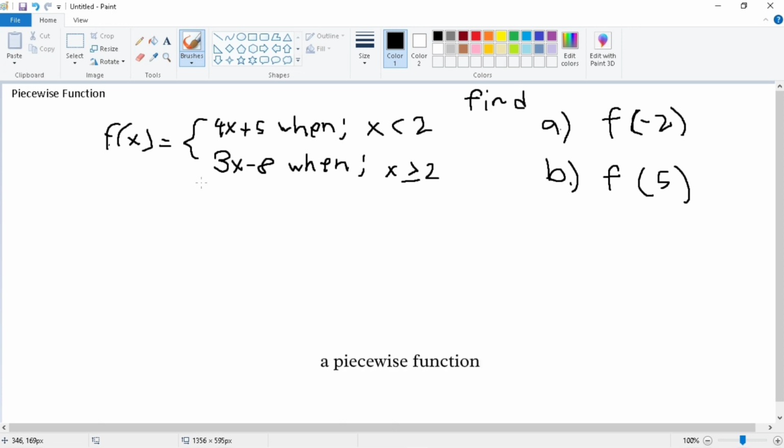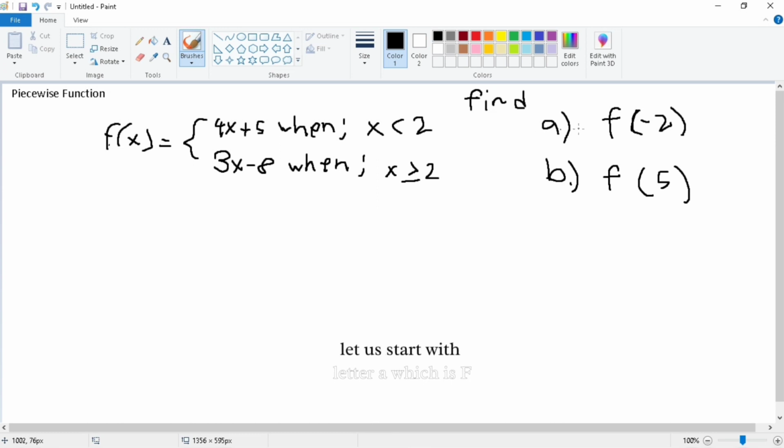A piecewise function is a function that can be broken up into many parts. So let's discuss the evaluation of a piecewise function. Here is an example. Let us find a and b, which are f of negative 2 and f of positive 5.